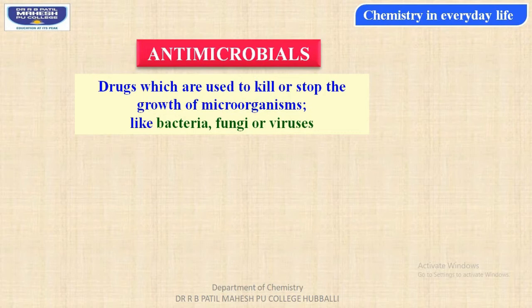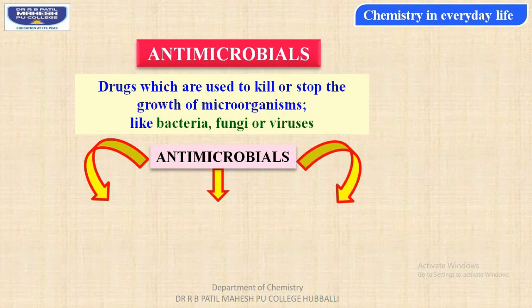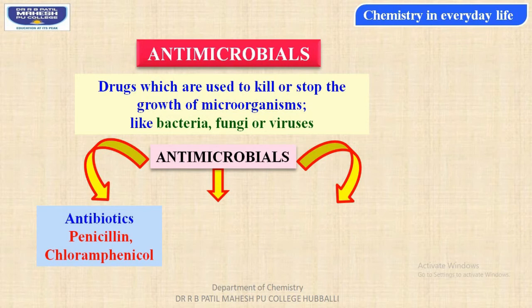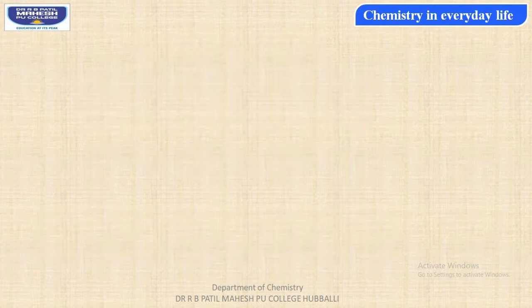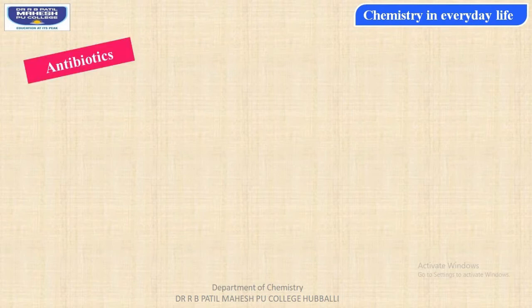even viruses. Antimicrobials, students, are of three main types. The first one is the antibiotics with the examples penicillin, chloramphenicol, and the second type is antiseptic with examples chlorozenol and bithionol, and the third type is the disinfectants. Examples are phenol and chlorine. So let's discuss the first type of antimicrobial, which is antibiotics.